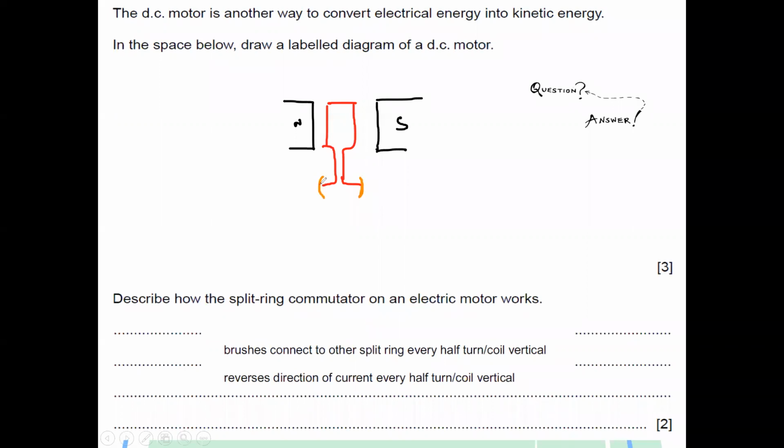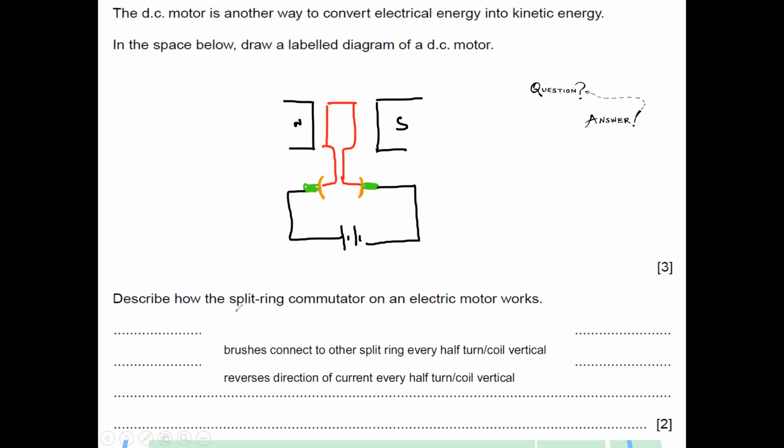It should always be a labelled diagram. So we will label all the parts, the split rings, and these split rings are connected to carbon brushes. And after that, we have a supply source of energy, a battery or a cell you can draw. And it should always be labelled: magnet, rectangular coil, split ring, carbon brushes, supply or source.